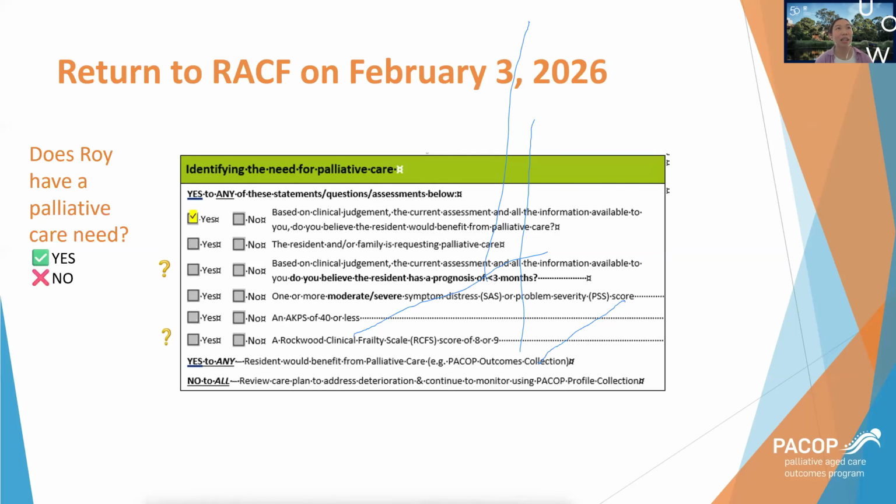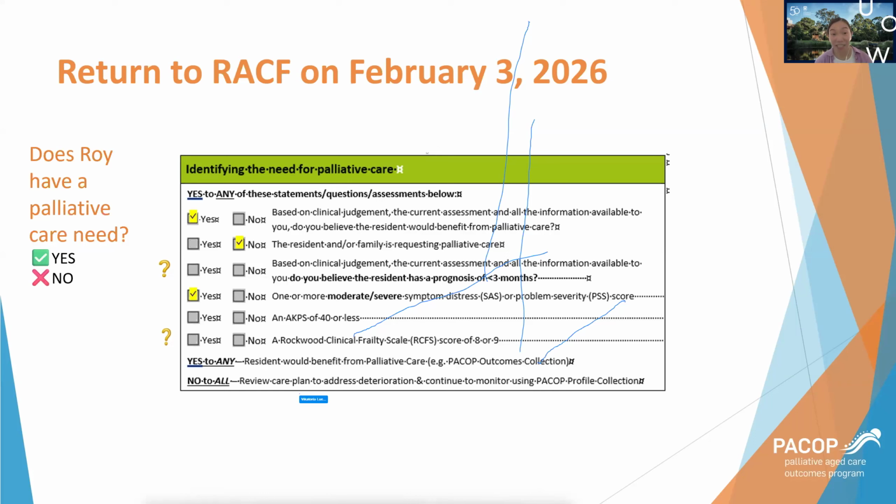And then the next question is whether the resident or family is requesting palliative care. It doesn't necessarily say so in this situation, so we'll say no for now. But based on clinical judgment, the current assessment, and all information available to you, do you believe the resident has a prognosis of less than 3 months? That could be quite difficult to answer, isn't it? So I'll leave it blank for now. However, if you look at the symptom issues and the tools, we said with SAS, it's moderate for his fatigue as well as his pain, because he does have pain relief, but he's requiring more and more, and therefore the care plan would need some review.